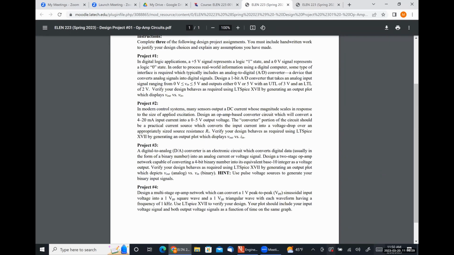Project number 4 down here, should you choose to attempt this, says to design a multi-stage op-amp network which can convert a 1 volt peak-to-peak sinusoidal input voltage into a 1 volt peak-to-peak square wave and a 1 volt peak-to-peak triangular wave. So let's talk our way through this really quick here. If we had a 1 volt peak-to-peak sinusoidal input, how do you think we could get a square wave out of it? A comparator, absolutely right.